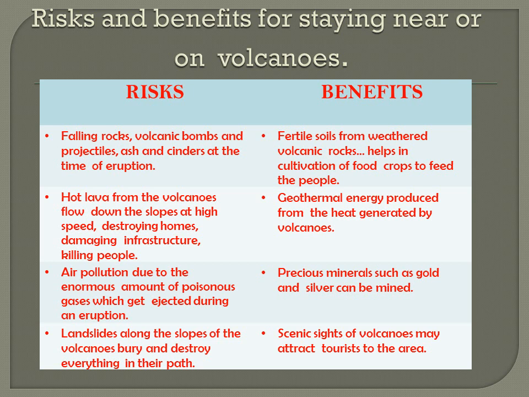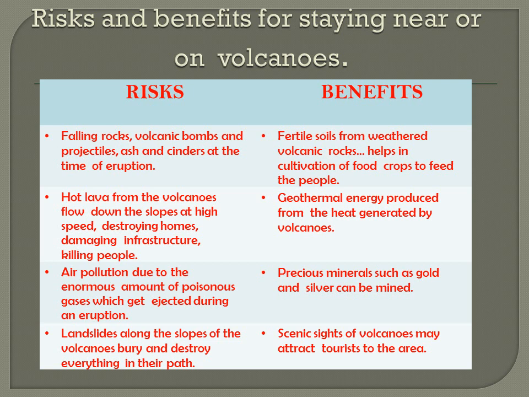So what are its risks? Falling rocks, volcanic bombs and projectile ashes and cinders at the time of eruption. Those ashes or volcanic eruptions can affect the environment due to excess amount of carbon dioxide. Then hot lava from volcanoes flows down the slopes at high speed, destroying homes, damaging infrastructure, killing people, and if it is in a forest area, it can damage the vegetation, damage the wildlife, or even cause forest fire also.